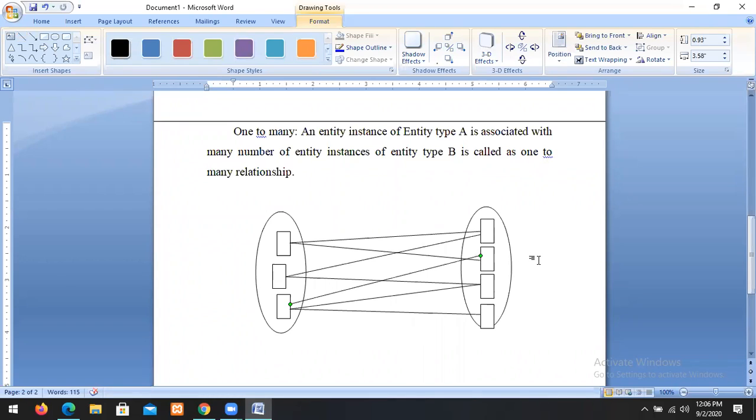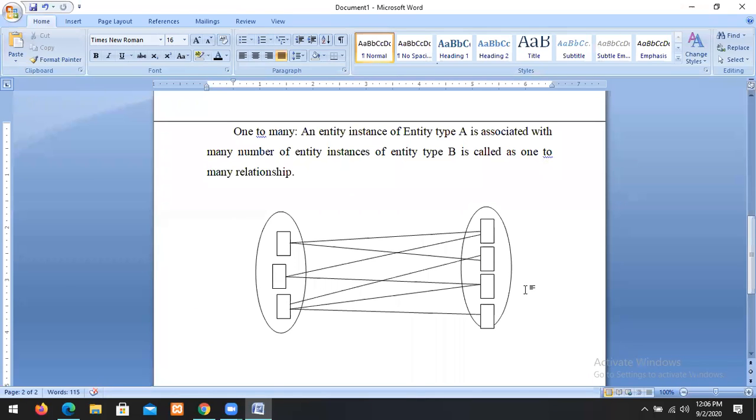If the relationship is like this, then we call it one to many. For each entity instance of A, for example, the first entity instance in entity type A is mapped with two entity instances of entity type B. Similarly, the second entity instance in A is mapped with two entity instances in B. The third entity instance in A is mapped with three entity instances. Such a relationship we call a one to many relationship.